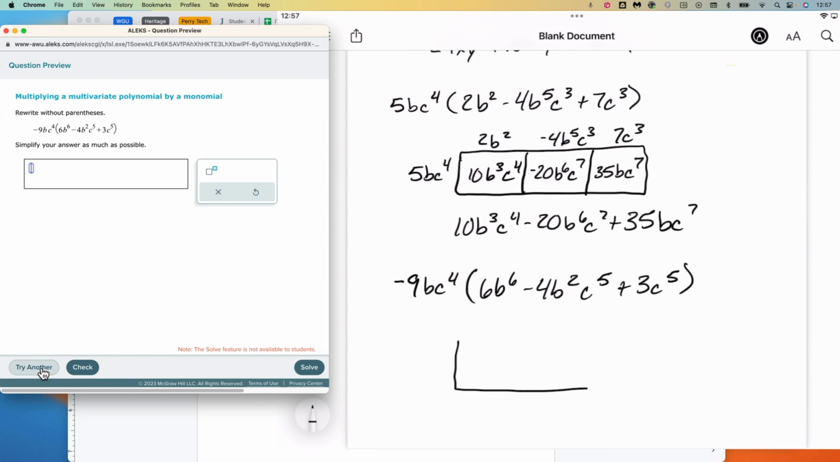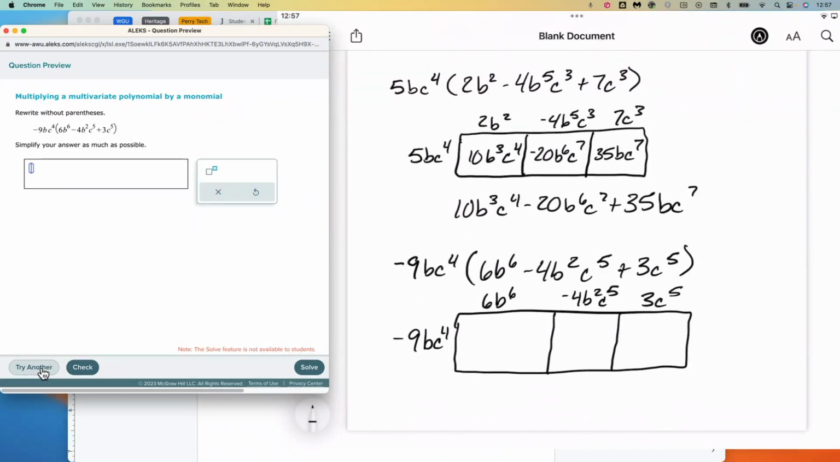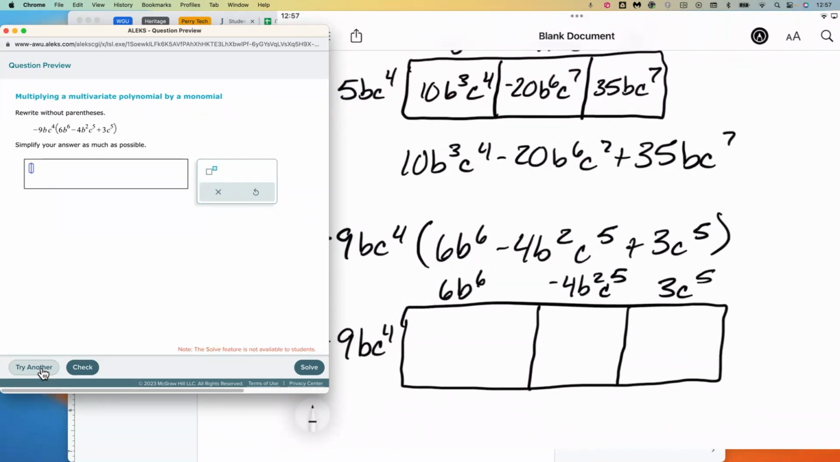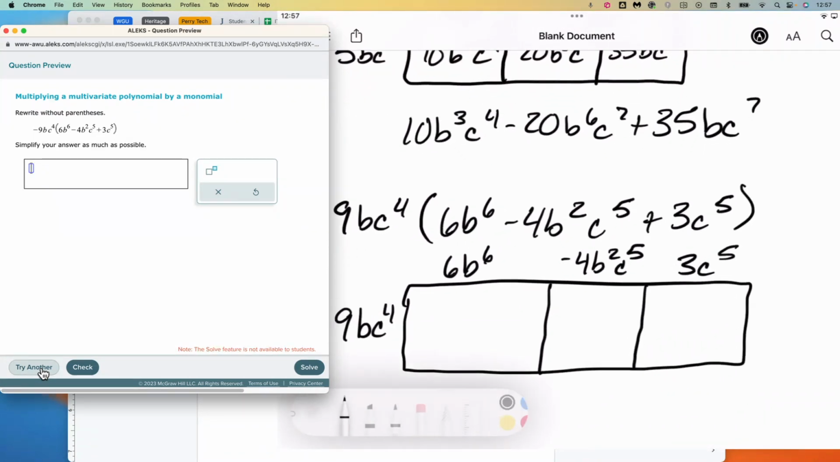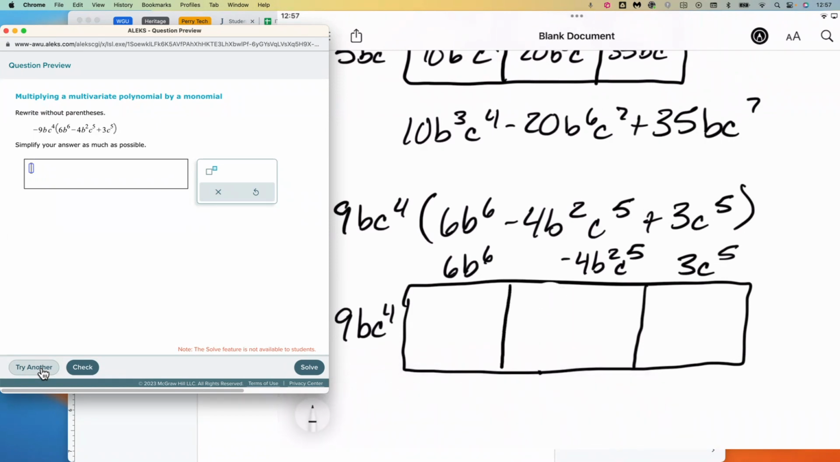And again, I prefer the box method. Negative 9bc to the fourth, 6b to the sixth, negative 4b squared c to the fifth, 3c to the fifth. And again, you'll see I keep the sign with the number, so that negative 4 remains negative at that middle part in the box there. And I see it's going to be a pretty large portion of this, so I'm going to move that line over a little bit.